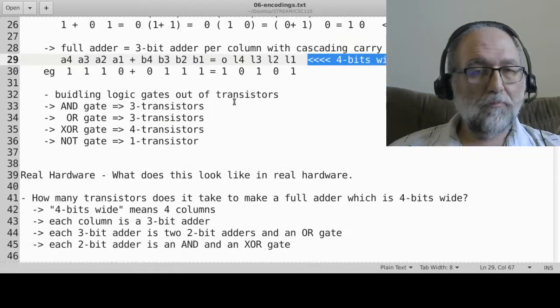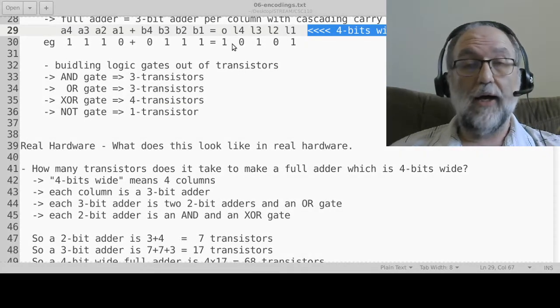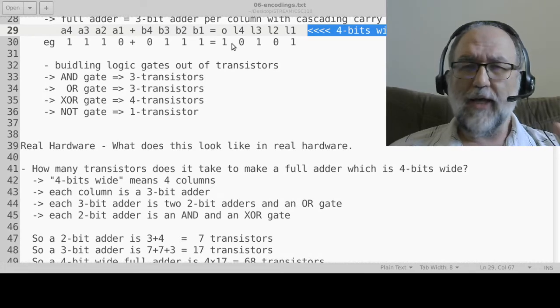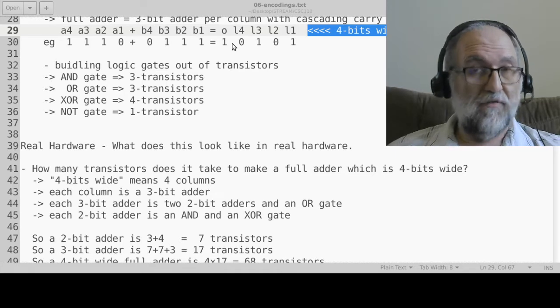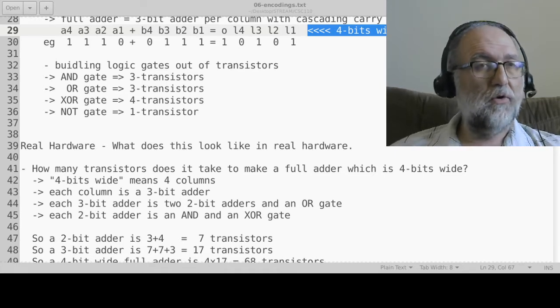By the way, that's a huge decimal number. I think it's got like 34 digits in it if you converted it to decimal. So it's absolutely huge.